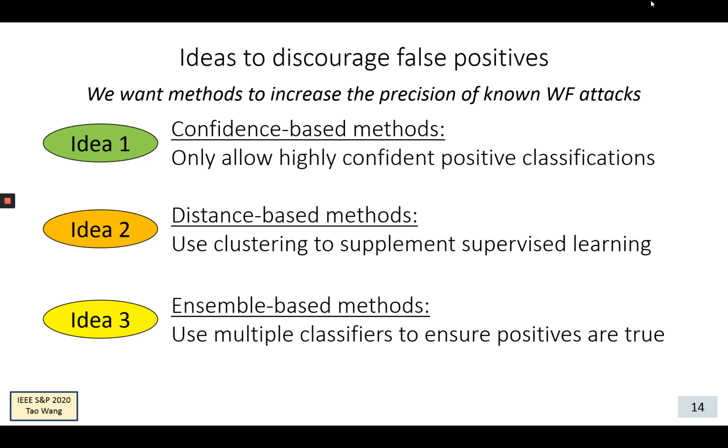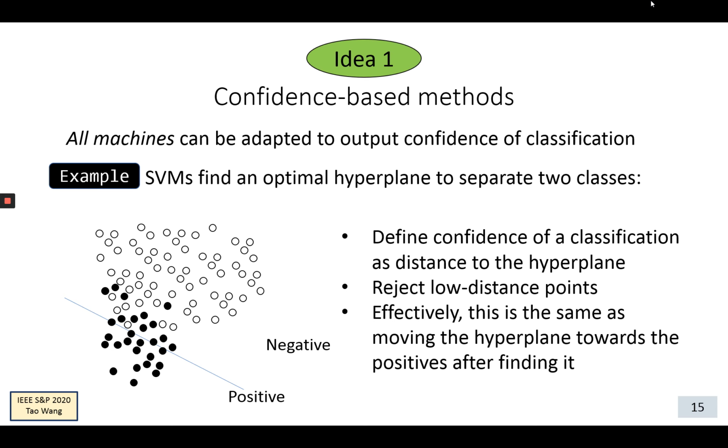The first idea, confidence-based methods: we found that all machines, or at least all machines that are used for WF, can be adapted to also output the confidence of classification. For some, it's obvious. For some, for example SVM, it is not so obvious. So let's look at SVMs. SVMs find an optimal hyperplane to separate two classes. So we're going to define the confidence as the distance to that hyperplane. And so low distance, which is to say low confidence points, will be classified as negatives. What we're essentially doing is moving the hyperplane towards the positives a bit so that we get more negative classifications and there will be fewer false positives.